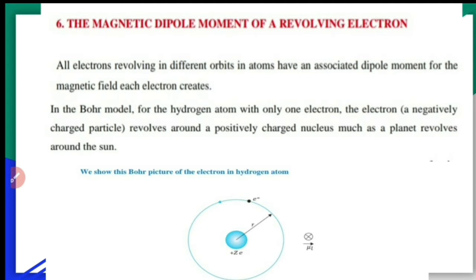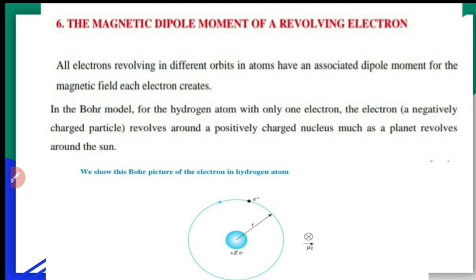So that is this topic, the magnetic dipole moment of a revolving electron. When an electron revolves around our nucleus, what is the magnetic moment produced? That's what we are going to discuss now. All electrons are revolving in different orbits in atoms. They have an associated dipole moment for the magnetic field each electron creates.